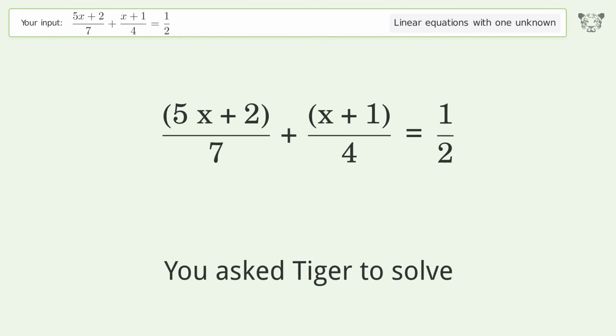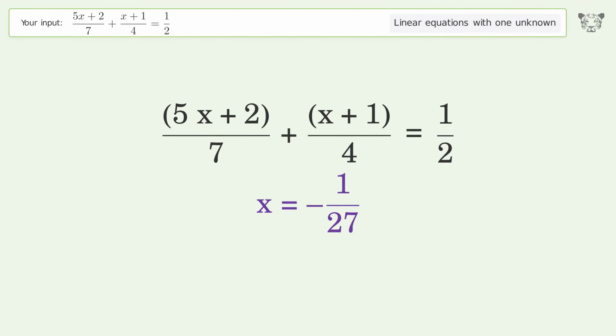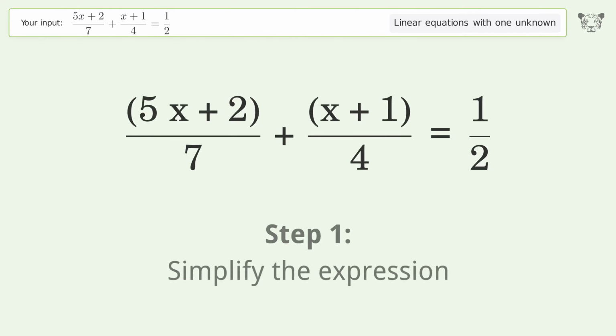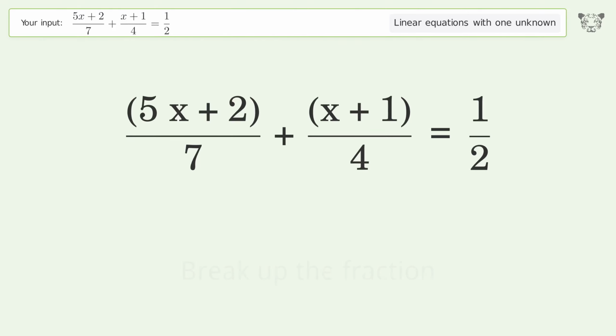You ask Tiger to solve this. It deals with linear equations with one unknown. The final result is x equals -1/27. Let's solve it step by step. Simplify the expression. Break up the fraction.